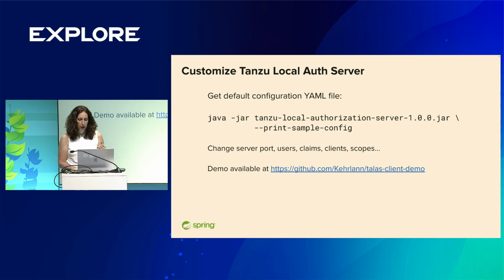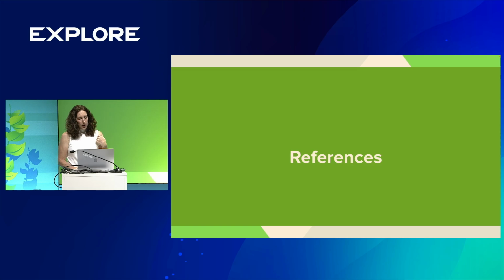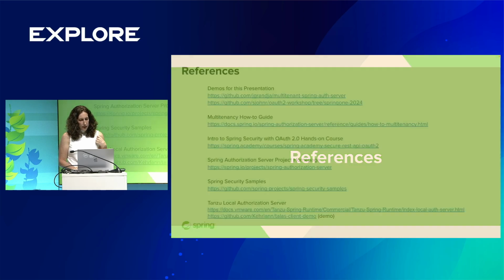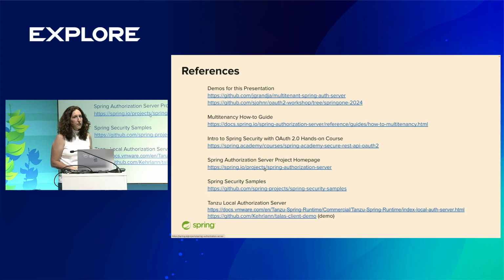There's also a demo available online. And I have a slide of all the links at the end. And so, yeah, that's really it. So these are the different references if you want to keep learning about this stuff. Both of the demos that I used for this presentation, the how-to guide on multi-tenancy for the data isolation, and some more general resources. There's an intro to Spring Security course that we have on Spring Academy. And then the last two links are specific to that commercial release, both the documentation and the demo that's available online.